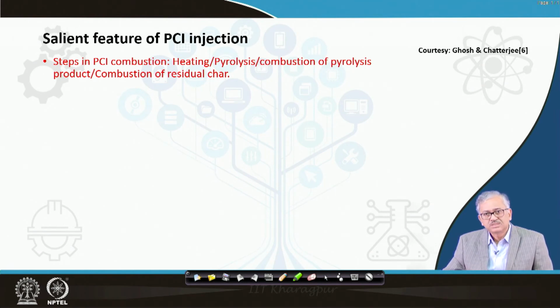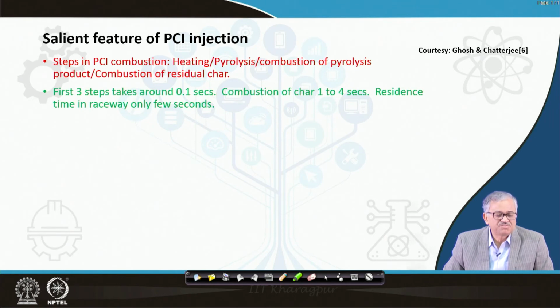When the pyrolysis takes place, the volatile will come out, and then the product of pyrolysis, that is this volatile, has to be burned out, so the combustion of the pyrolysis product, and finally the combustion of the residual char, whatever char you get, has to be burnt also. Now, it has been found that the first 3 steps, heating, pyrolysis, and the combustion of the pyrolysis product, take place within 0.1 second. It does not take too much time, but the major time is taken by the char combustion. Combustion of the char takes 1 to 4 seconds. But you must keep in mind the residence time in the raceway is not very high.